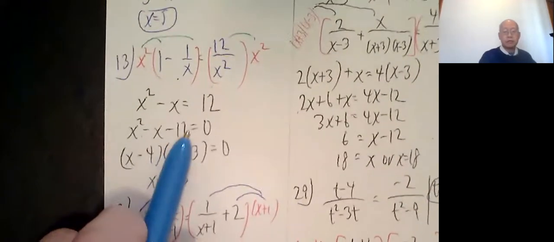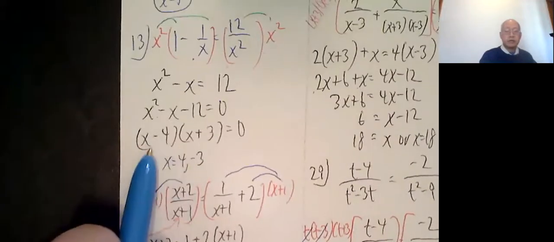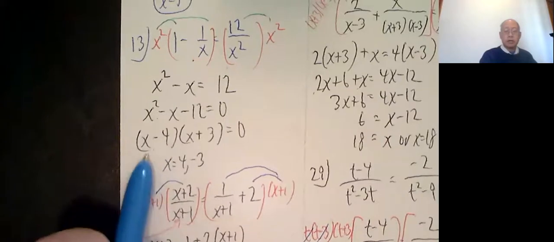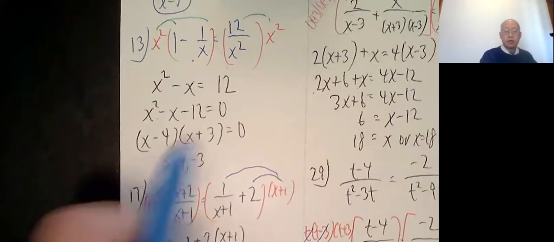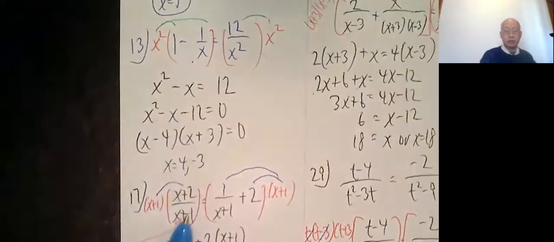Subtract 12 on both sides. Factor into x minus 4, x plus 3, which means either this is 0 or this is 0. What makes this 0? 4. What makes this 0? Negative 3. And those are both okay because I'm not dividing by 0.